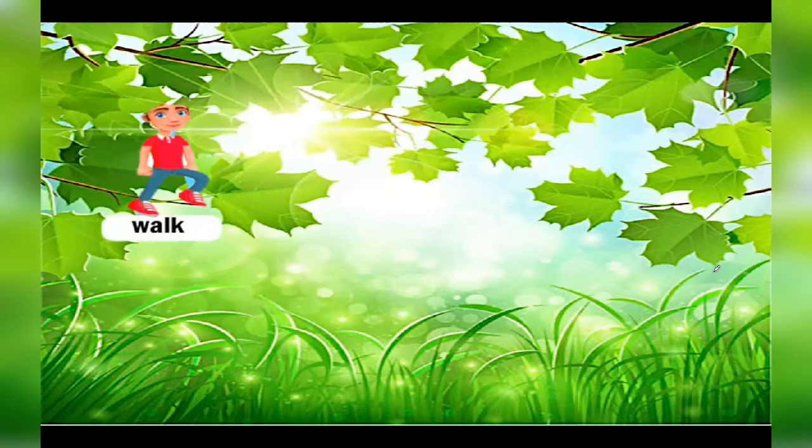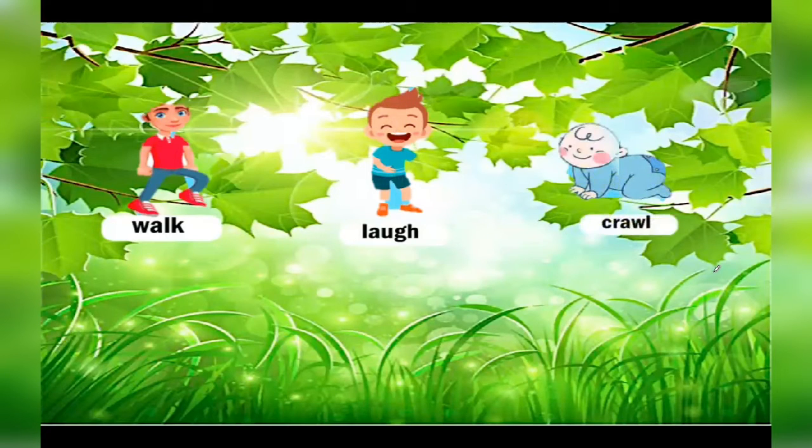For example, here are the verbs walk, laugh, crawl. All of these three are verbs. Now, this one ends in a consonant, this one also ends in a consonant, and this one also ends in a consonant. So how will we make the second form of these verbs? By adding ed to them. Walk, walked. We just have added ed to it. Laugh, the second form of the verb laugh is laughed. Again, we have just added ed to it.